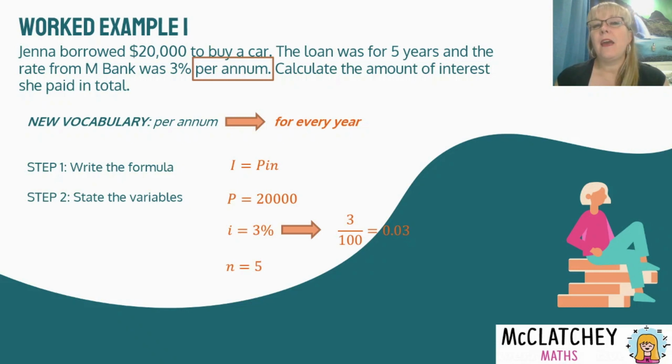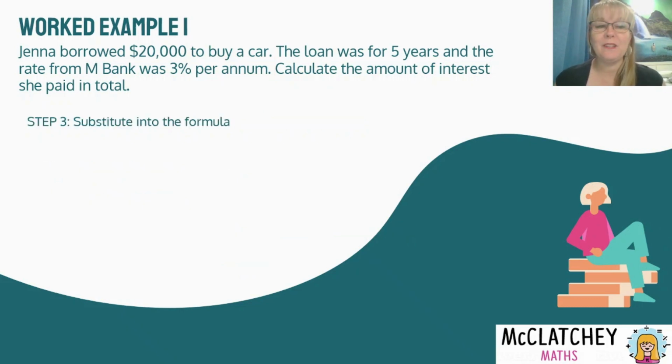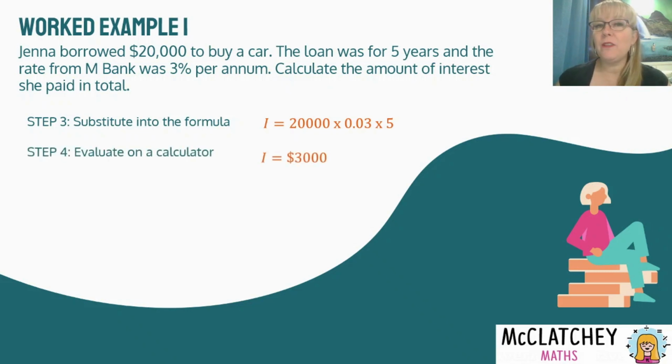And lastly, our period of time for our loan is 5 years, so n is equal to 5. So now that we've stated all our variables, it becomes very simple to complete the question. Step 3, we're simply going to substitute all of those variables into the formula. I is going to be equal to 20,000 times 0.03 times 5. Why don't you do it on your calculator now and see if you get the same answer as me? We're going to evaluate that on our calculator, and I will be $3,000.